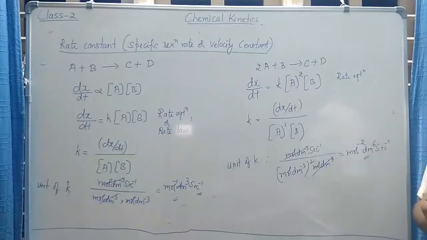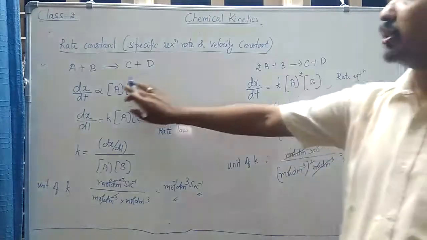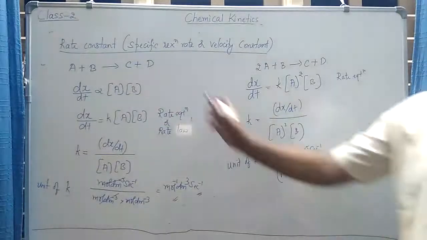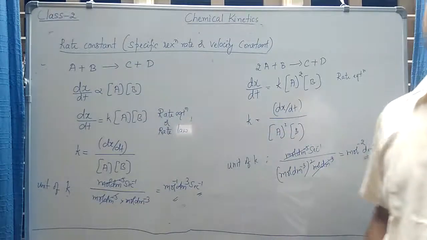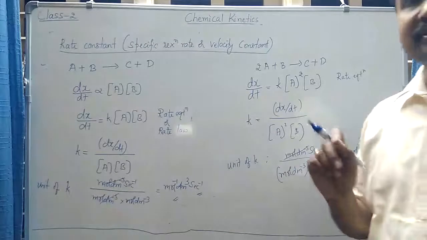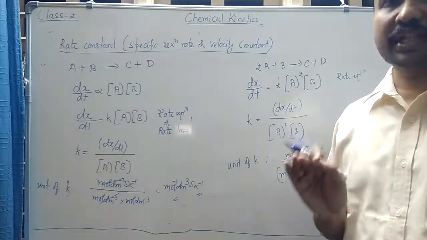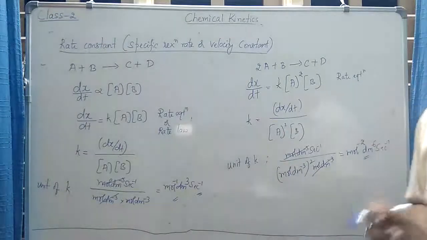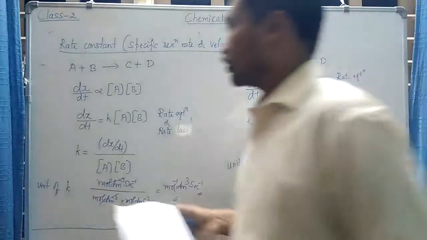The unit of rate constant depends on how many molecules of the reactants are involved in the rate equation. So remember, the unit of rate is always the same irrespective of the reaction, mole per dm cube per second, but the unit of rate constant is different.